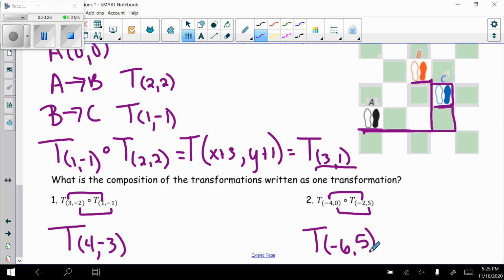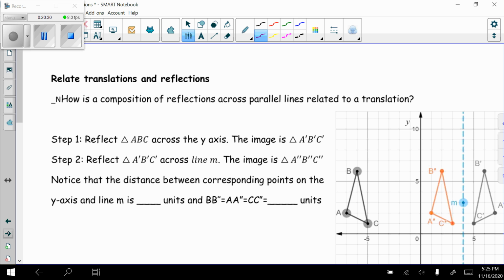All right, last page. We're going to relate translations and reflections. So we're going to relate what we are learning about today with what we learned about yesterday. This should not be there. This should just say, how is a composition of reflections across parallel lines related to a translation?